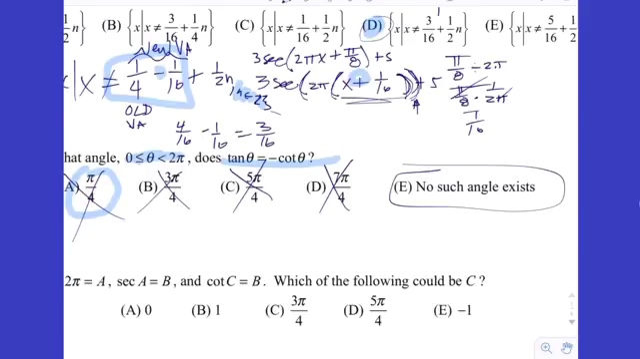Did anybody think about it a little bit differently? Sine can equal cosine, right? Because that's just the x-coordinate and the y-coordinate being the same on the unit circle. That's at pi fourths and 5 pi fourths.